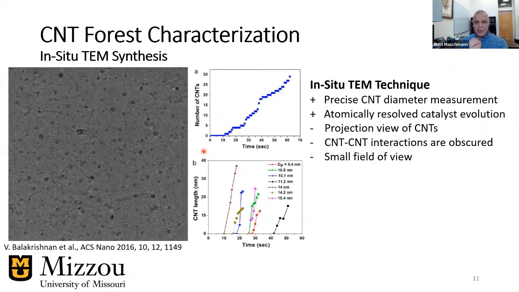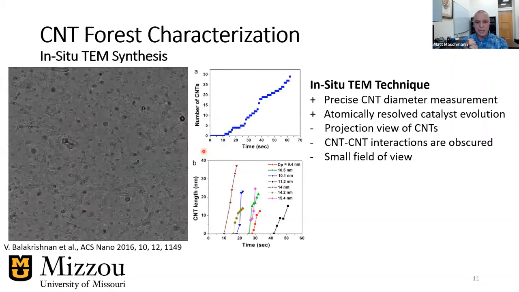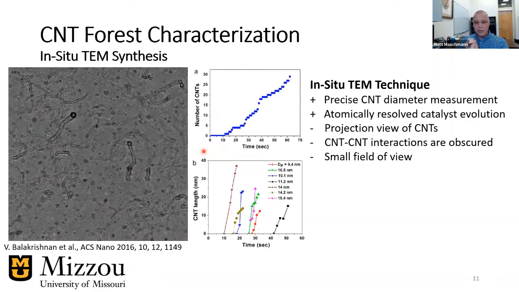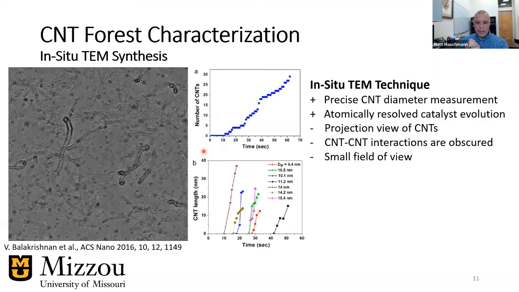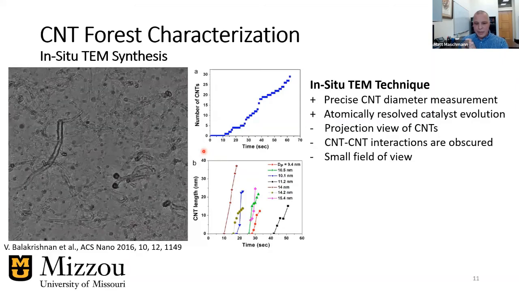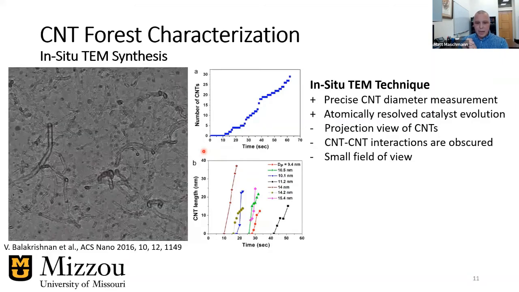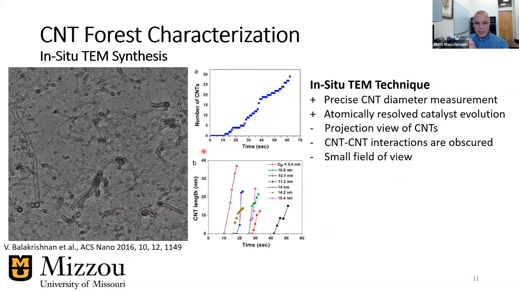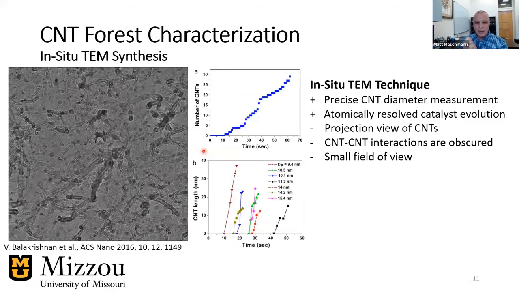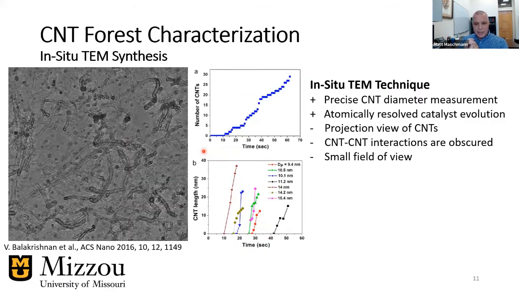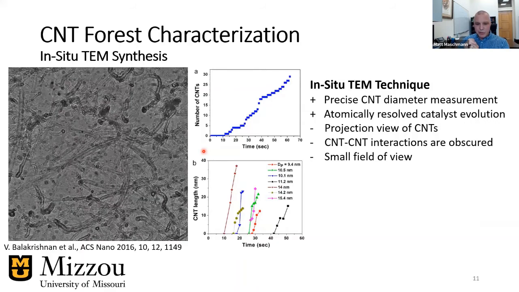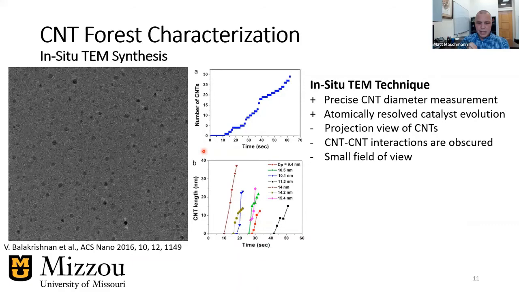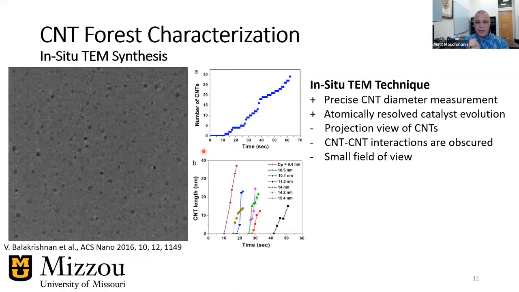So this is a really neat one. This is in situ TEM, transmission electron microscope synthesis. So in this case, this is transmission electron microscopy. We're watching carbon nanotubes as they grow within an environmental TEM. And you can certainly see things going on. You can see the outline of the carbon nanotubes. You can get a sense for their density and their diameter. The bad news is with this technique, because we're looking at a projection, it's really difficult to know. I'll launch that again if I can. It's really difficult to know what's going on in 3D.